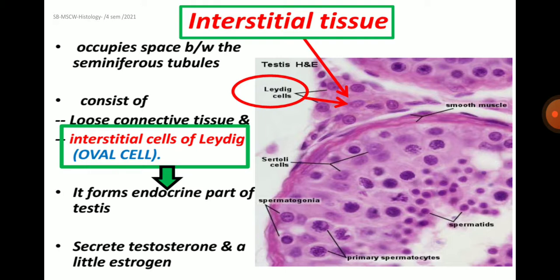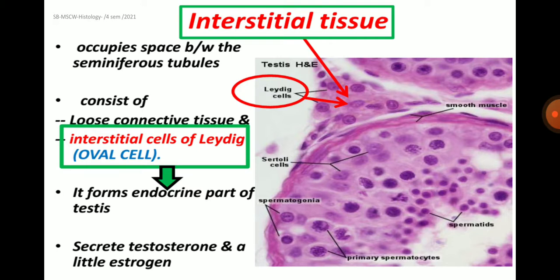And we have already mentioned these are the endocrine part of the testis and secrete testosterone and a little estrogen. One you can find right in this particular section, the lumen lined by spermatids. Above the spermatids there are secondary spermatocytes, above which there will be primary spermatocytes. Above the spermatocytes, just below the basement membrane, are the spermatogonial cells seen.